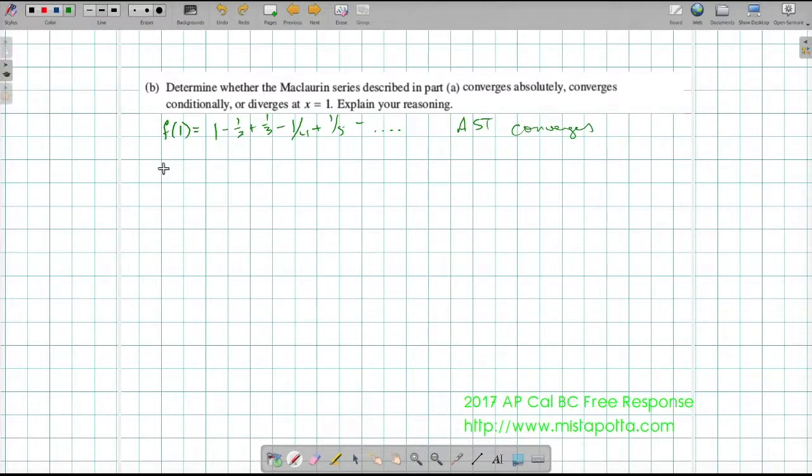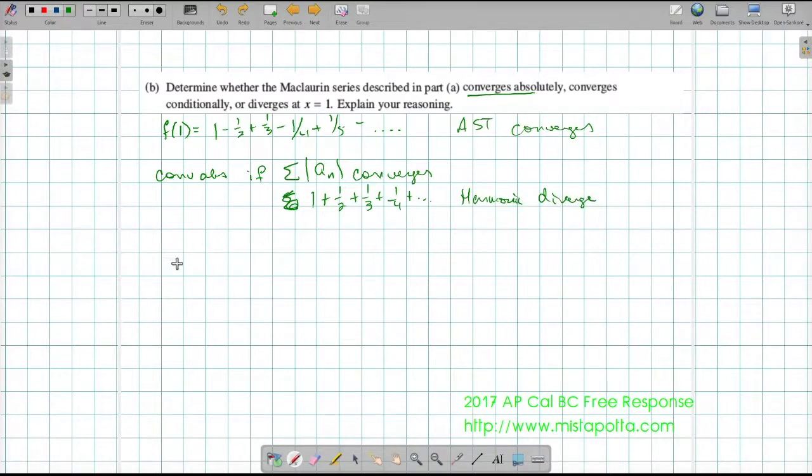But if I want to see if I'm converging absolutely, we converge absolutely if the sum of the absolute value of the terms converges, which doesn't happen, because this ends up being the sum of my terms, which is 1 plus a half plus a third plus a fourth. And this is a harmonic series. So this diverges.